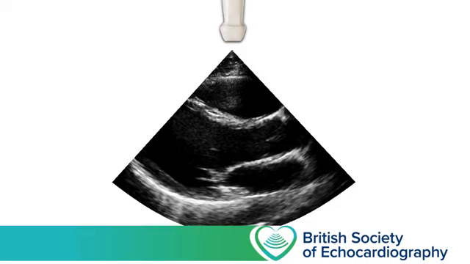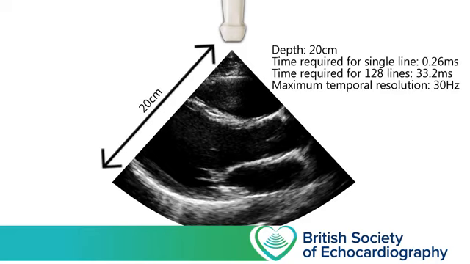The time taken to generate a single two-dimensional image will depend on the size of sector that you've chosen, and how many lines you wish to use to build up that image, the line density. So let's consider this example. Here our sector depth is set to 20 centimeters. Therefore a single line requires 260 microseconds. That's 130 microseconds to travel the 20 centimeters in, and another 130 microseconds to travel the 20 centimeters back to the probe. If the ultrasound software decides to build up this image out of a total of 128 lines, then it's going to take just over 33 milliseconds to produce each of those 128 lines.